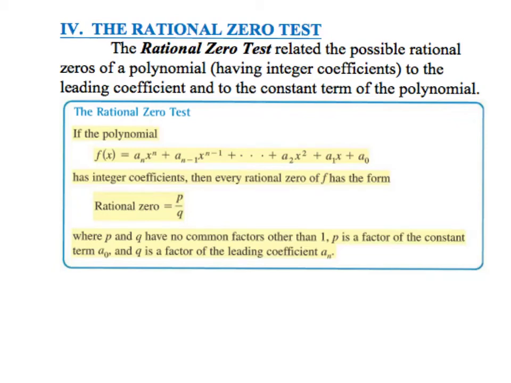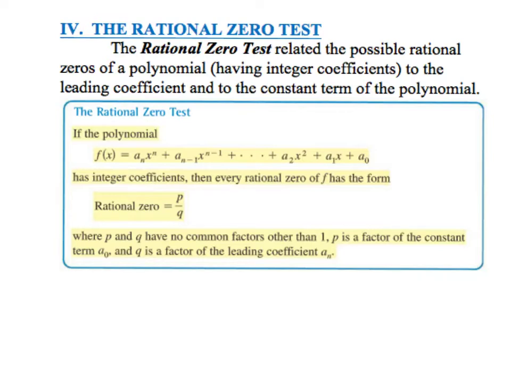Alright, before we've used the remainder theorem and the factor theorem. Here we're going to couple that with our rational zero test, and this is going to help us find some of our zeros whenever we are not given a factor or we're not given an actual zero to start with.